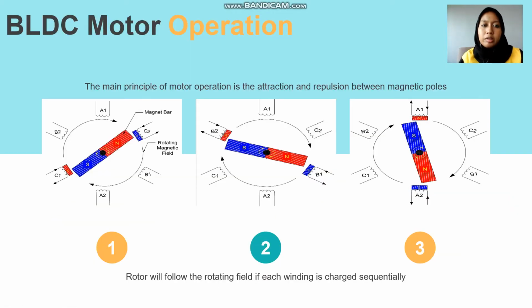Next, the BLDC motor operation is by attraction and repulsion between the magnetic poles. When the current flows in one of the three stator windings, it will cause a magnetic field to be generated, causing it to attract the opposite pole of the closest rotor winding. If the current flows to the adjacent winding, it will cause the rotor to move. Therefore, the rotor will follow this rotating field if each winding is charged sequentially.